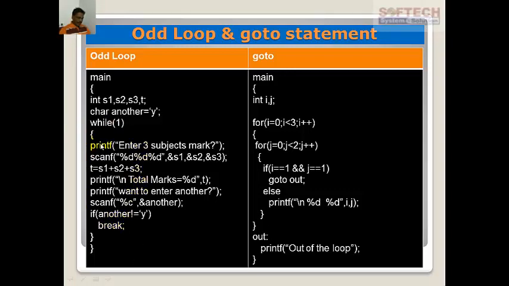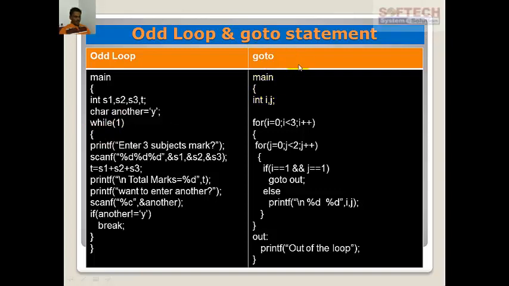So it asks 3 subject marks as input, it sums the 3 values, finds the total, and displays it. Then it asks enter another. If you press y, it continues, continuously asking 3 subjects and calculating and displaying. If we press other than y, the condition is true, the break is executed, it comes out of the loop. This is the do loop.